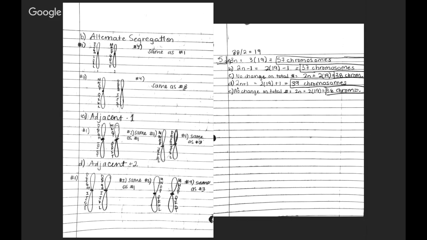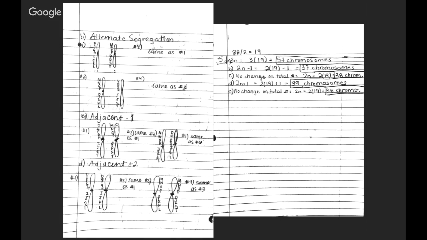Part D, a cat that has suffered a Robertsonian translocation between chromosome 17 and 18. And so what that means is this is what happens with familial Down syndrome. So we have an additional chromosome. So it's 2n plus 1 equals 2 times 19 plus 1 equals 39 chromosomes.